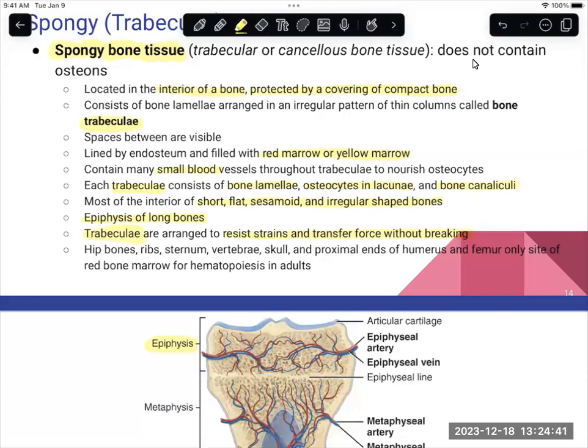Within the spongy bone, within your hips, your ribs, your sternum, your vertebrae, your skull, the proximal end of your humerus and femur, that is where we have red bone marrow, and that is where hematopoiesis, the making of blood cells, happens. So red blood cells, white blood cells, platelets, that's all done in red bone marrow. And that is technically the only place we have red bone marrow in the body.